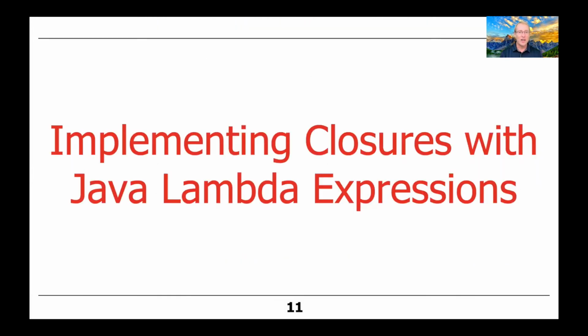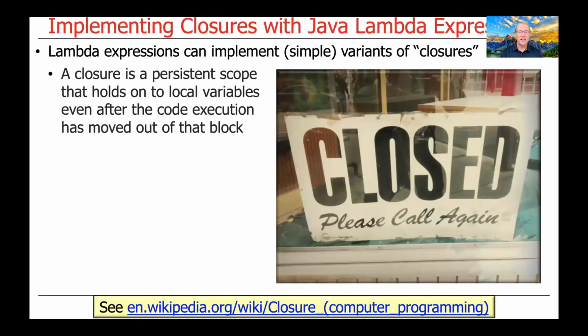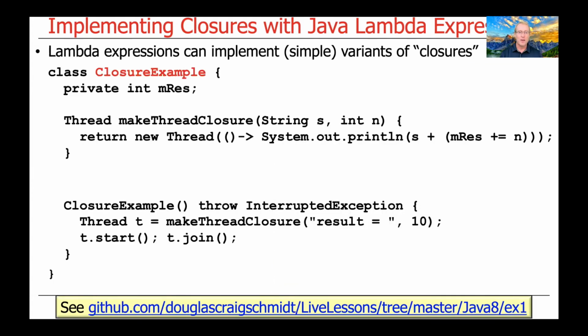Let's now transition to talking about how to implement closures using Java Lambda expressions. A Lambda expression can be used to implement a simplified variant of a language feature called a closure. And a closure is essentially a persistent scope that holds on to local variables and their state even after the code execution has moved out of that block or out of that scope. So let's take a look at an example. You can find this example in the link at the bottom of this slide in my GitHub repository. And just to be real simple, it's called ClosureExample.